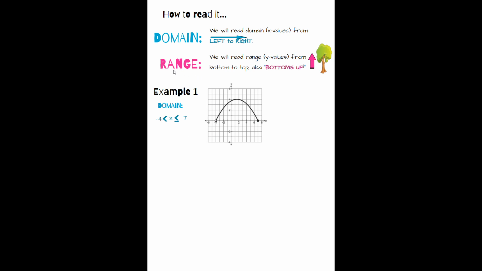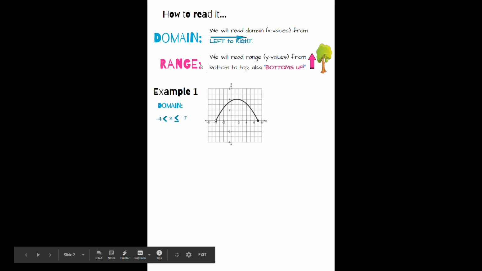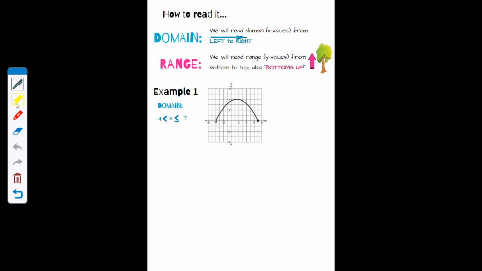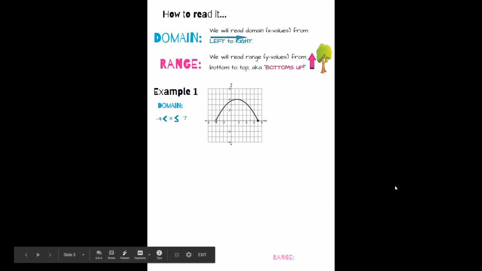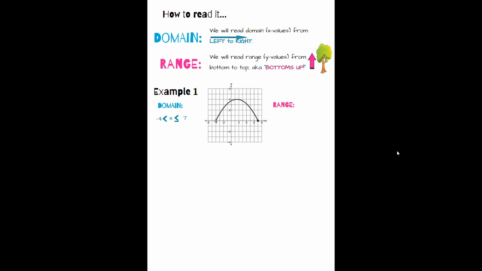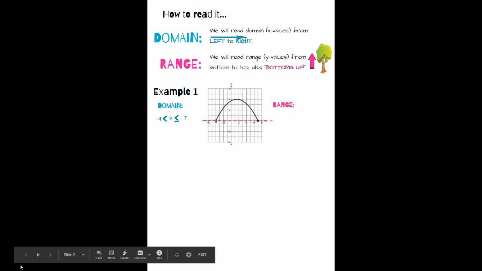And now that we did that, let's talk about range. I no longer care about left to right anymore, okay? There is no left to right anymore. We are now doing bottoms up, okay? So, range, remember, start at the bottom, now we're here. So let's see that one more time.